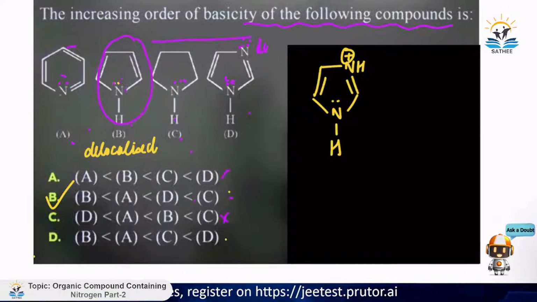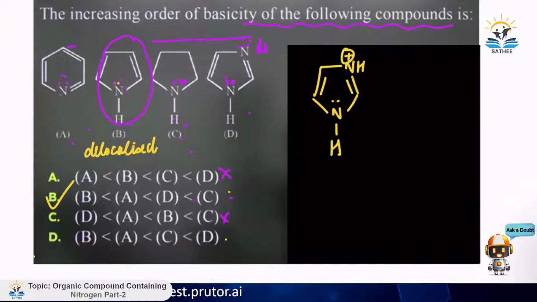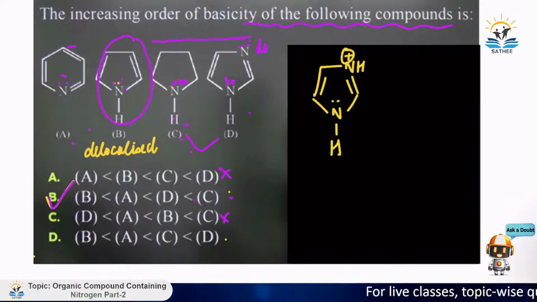So these two options are gone. Now what do we have to see? Here the electrons are easier to donate, so C will be the highest. Then we come to D and finally we come to E. So B will be the correct answer.